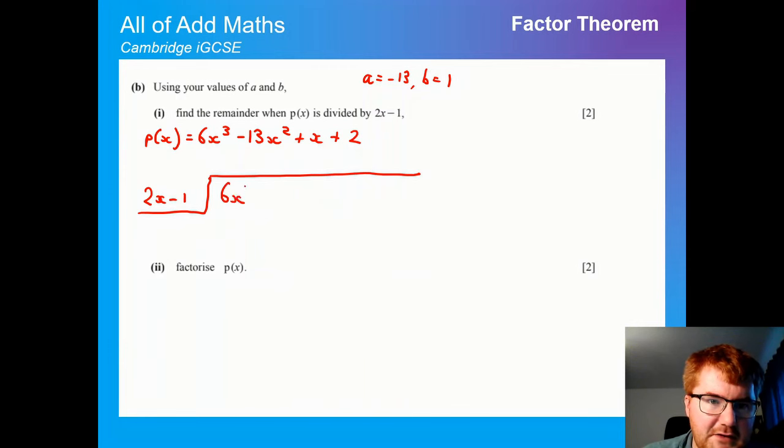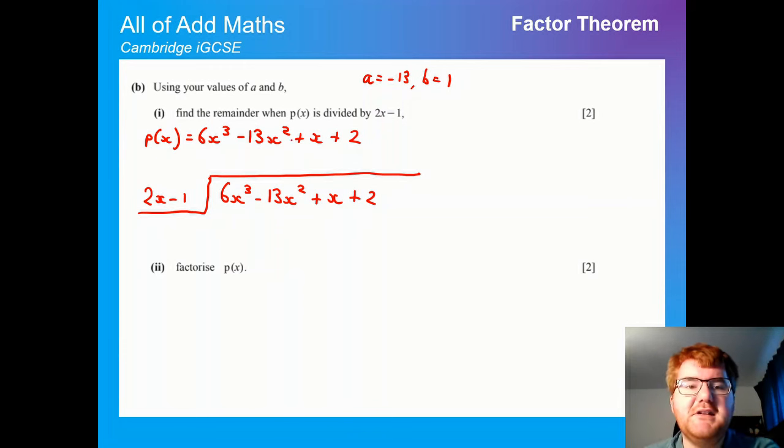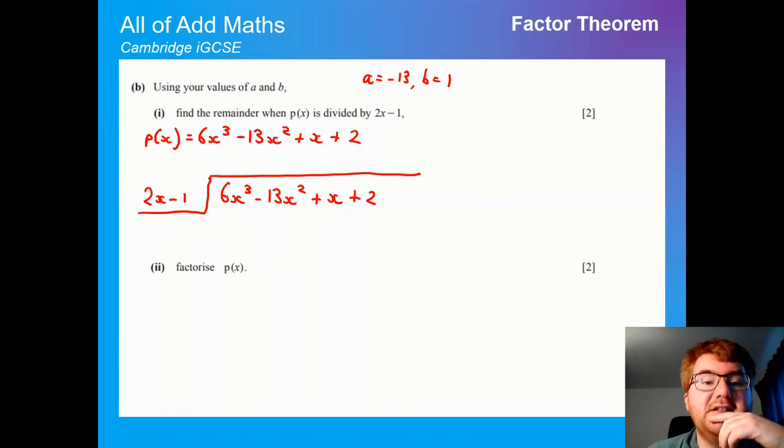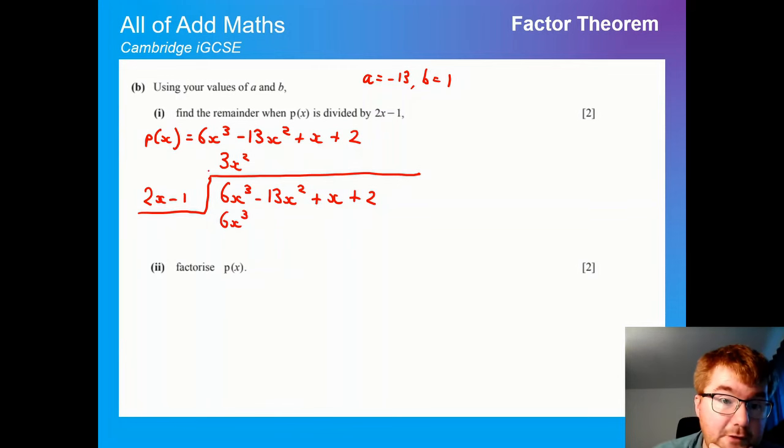So we get 6x cubed. Now remember, if there was an x term, you'd have to put a 0x, so remember that. Again, not in this question, but if you do more complicated questions, that is going to be the case. So the process goes as follows here. What do we do to 2x here to get to 6x cubed? Well, we multiply it by 3x squared. Again, you can always check backwards, make sure that's the case. If we do that, we get 6x cubed, which is what we wanted when we subtract a bit later on. And then minus 1 times 3x squared is minus 3x squared.